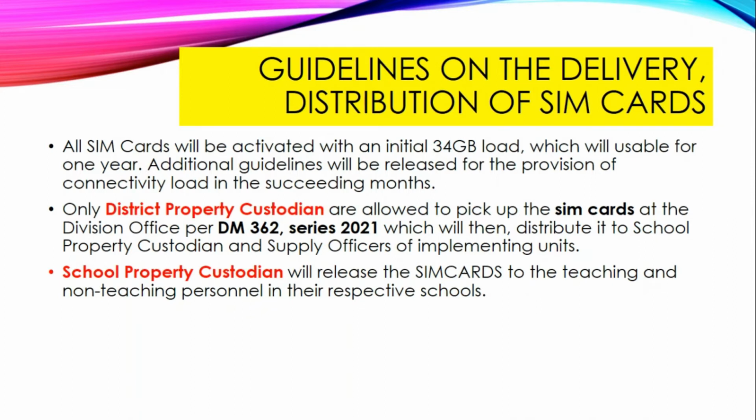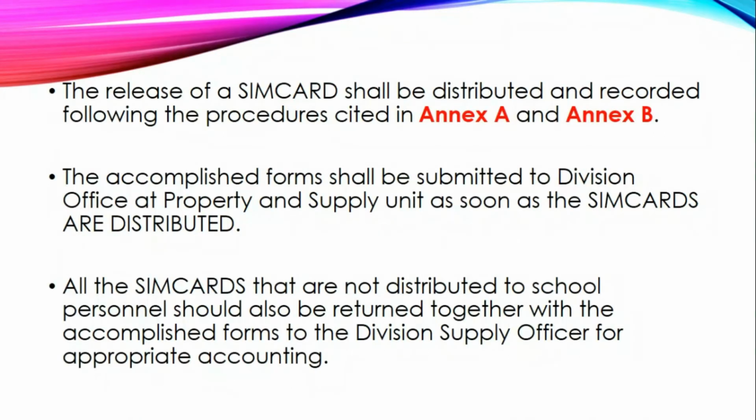Next, the release of SIM cards shall be distributed and recorded following the procedures cited in Annex A and Annex B. These annexes are required in the guidelines they issued, so they need to be filled up. Annex A is division monitoring. Annex B is school monitoring. Annex A, the division monitoring, is already prepared. The data in Annex A is the same in Annex B, so you can just copy paste.